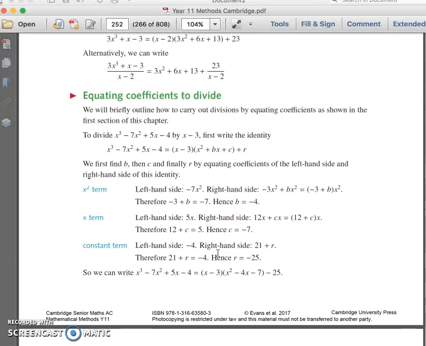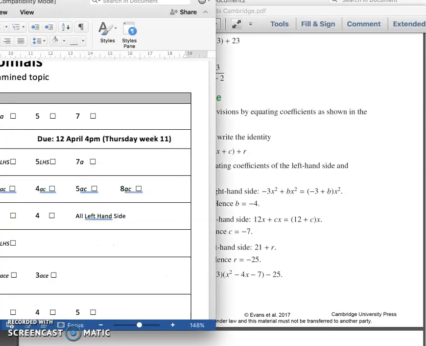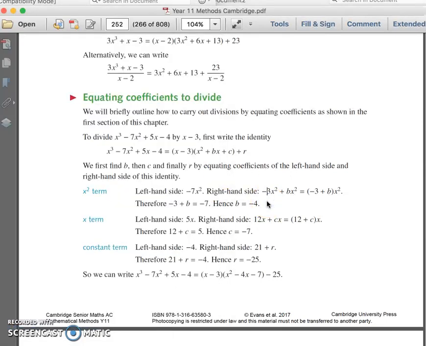Here it is. Okay, so this is another way to divide. So this equating coefficients is an alternative to long division, and in actual fact none of the questions request that you do it this way. But you could have a go at it, and it is interesting. It's nice and pretty.